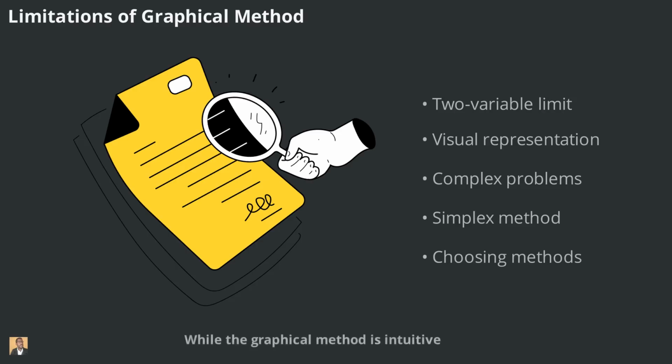The graphical method is intuitive and useful for problems with two variables. It becomes impractical for larger problems with more variables or constraints. The method relies on visual representation, which is difficult to extend beyond two dimensions. For complex problems, other techniques like the simplex method are more suitable. Understanding these limitations helps you choose the right approach for your linear programming needs.